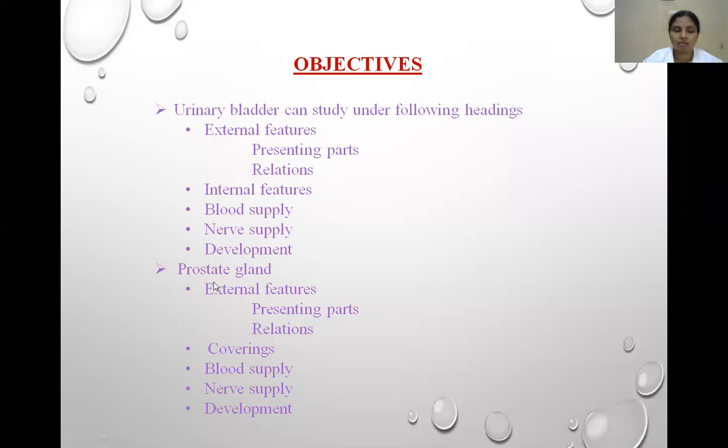Then the second, the prostate gland. It is also an essay question, so they will give you a question by giving subheadings. What are those subheadings? The external features, which again include presenting parts, relations, and different parts, and coverings, which are surgically important. What are the coverings of the prostate gland? We'll see. Then the blood supply, nerve supply, and development.